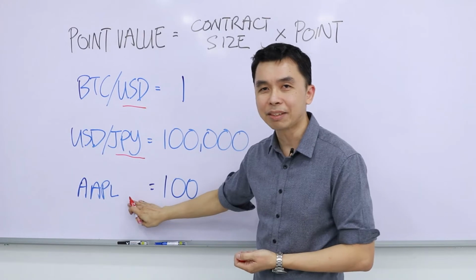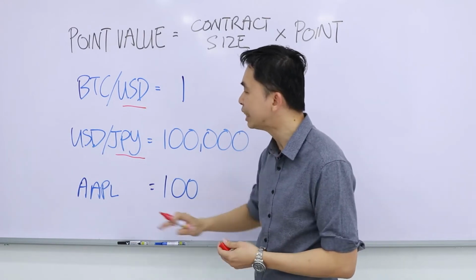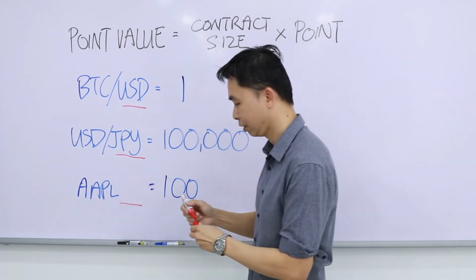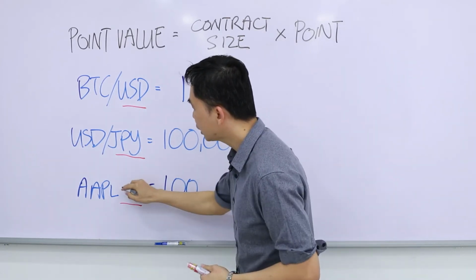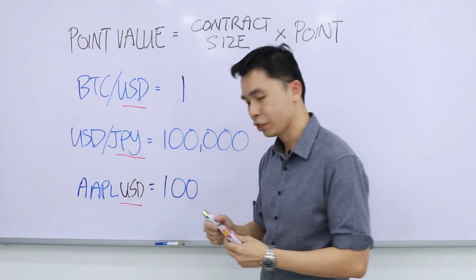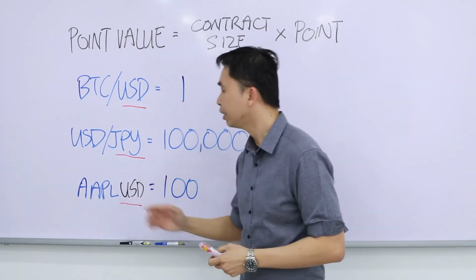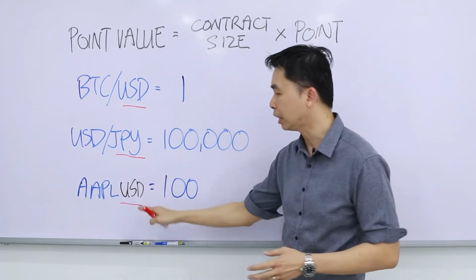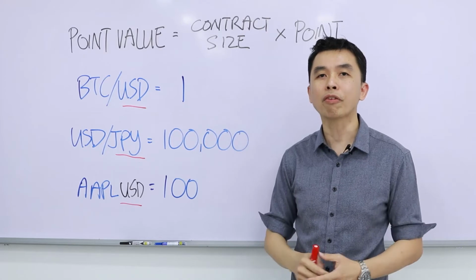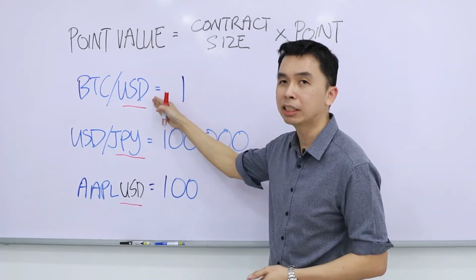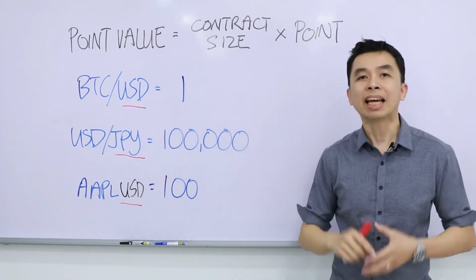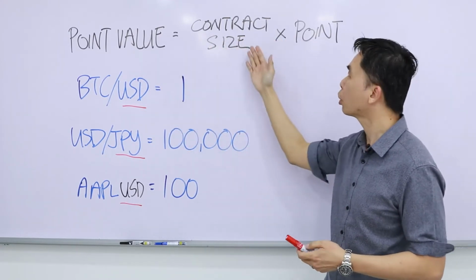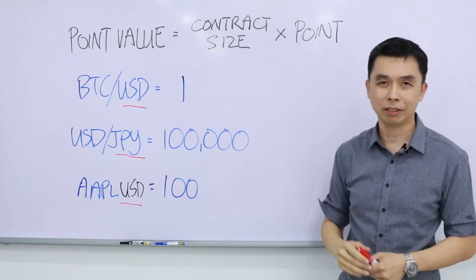So for this asset pair, can you share with me what is the counter asset? If your answer is USD, you are correct. As shared in the previous lesson, the implied counter asset for this asset pair is actually USD. So point value is denominated based on the counter asset, and it is calculated based on the formula on top. Point value equals contract size multiplied by point.